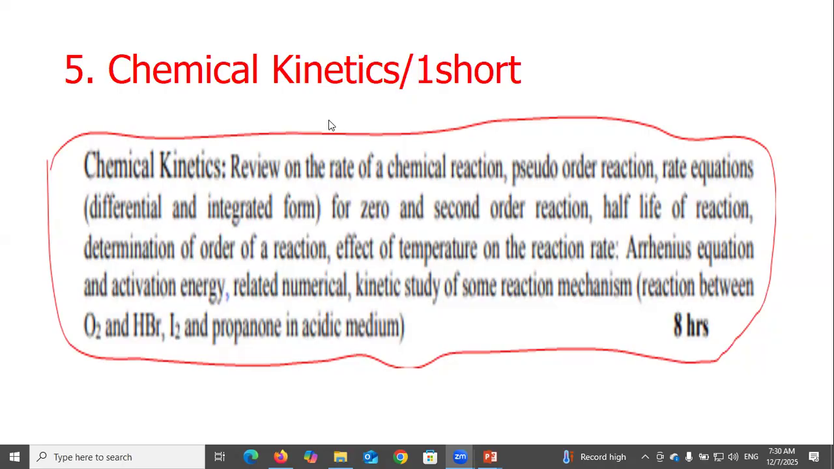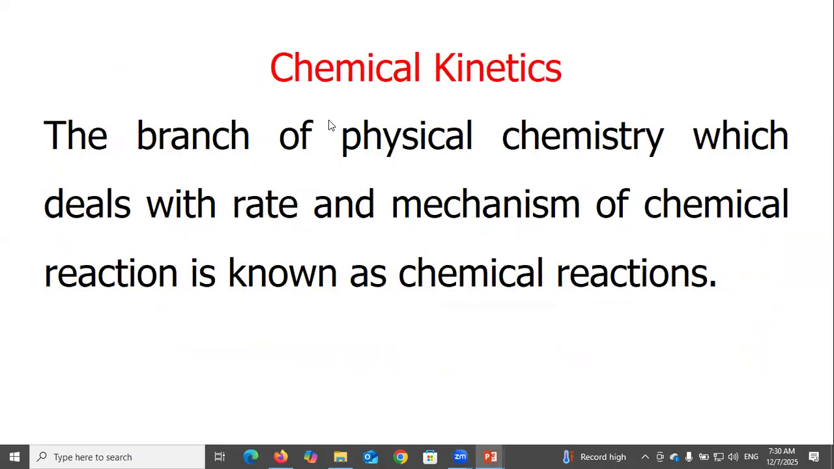Okay, chemical kinetics. Chemical kinetics, the branch of physical chemistry which deals with the rate and mechanism of chemical reaction, is known as chemical kinetics.